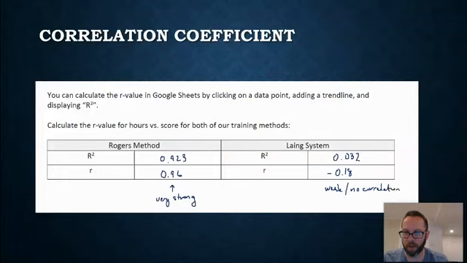And it's negatively correlated. So now we can for sure say, hey, the Roger's method is a better method, right? We know that there's a strong correlation between hours trained and score, which is what we want in a dog training method.